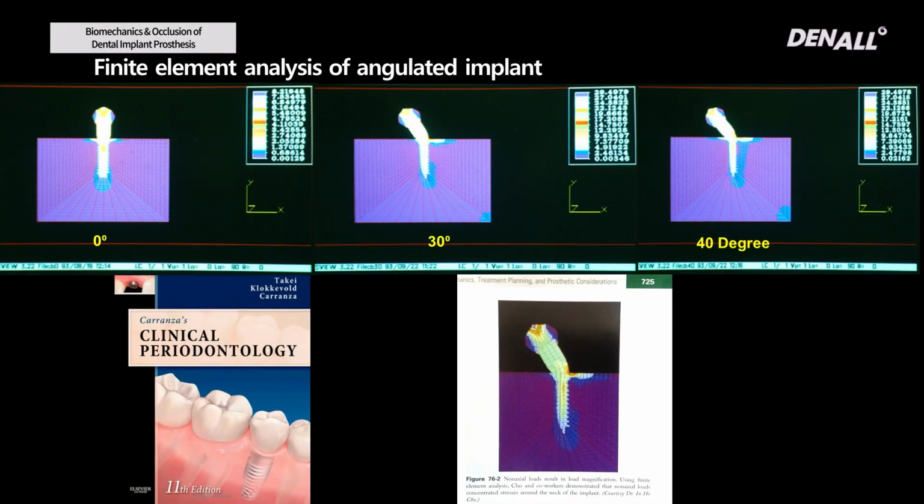In this case, there are precautions. If you look at the finite element analysis, at 0 degrees, 30 degrees, up until 30 degrees at the flange, the stress is not concentrated, but if it exceeds 30 degrees and 40 degrees, the stress is concentrated and you can see a band is formed. Therefore, when you place the implant in an angled way, you need to bear in mind not to exceed 30 degrees. In Dr. Carranza's Clinical Periodontology textbook, on page 275, the finite element analysis is under my name.